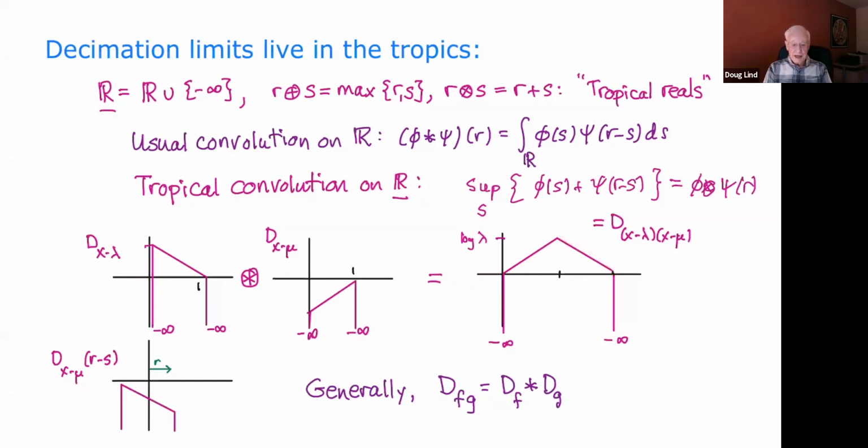So if you take the tropical convolution of these two monomials and you look at it, you'll get the decimation limit, which is the decimation limit of the product. And this is true in general. The decimation limit of the product of two functions is the tropical convolution of the individual decimation limits. So it's a kind of tropical object.